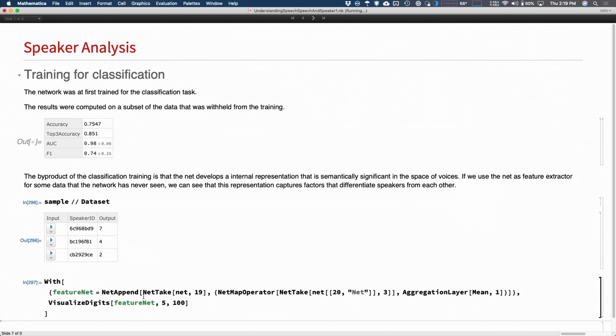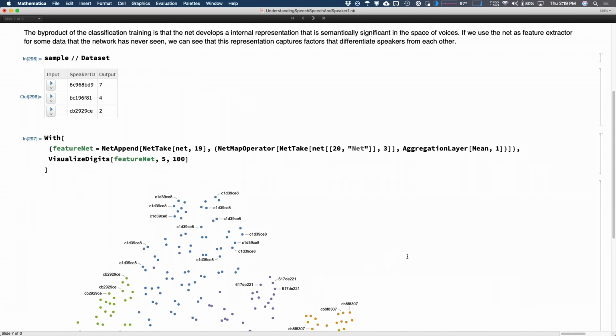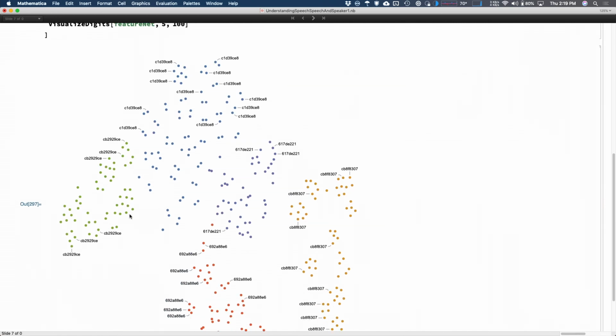So this network was trained. We get reasonably decent accuracies. The top 3 accuracy is 85%. Of course, as I said, this is work in progress. We are planning to test different kinds of architectures. But this is already a kind of okay-ish result, let's say.